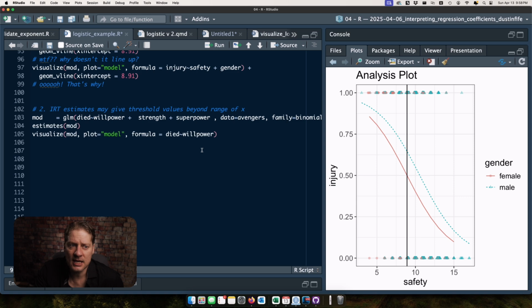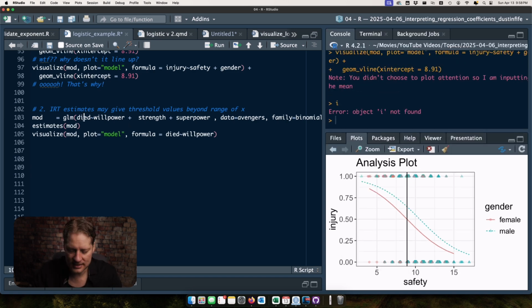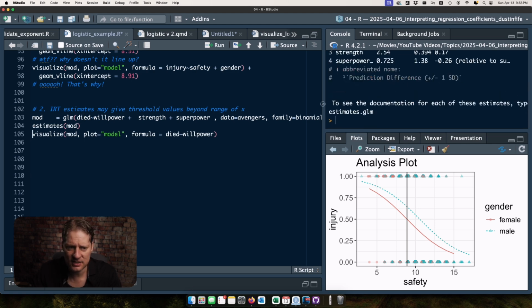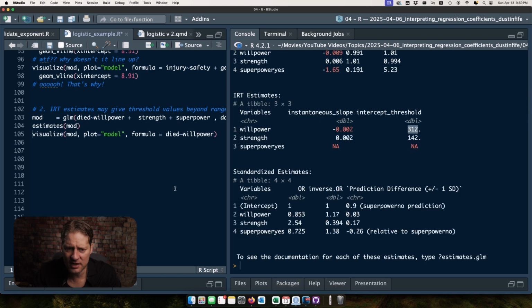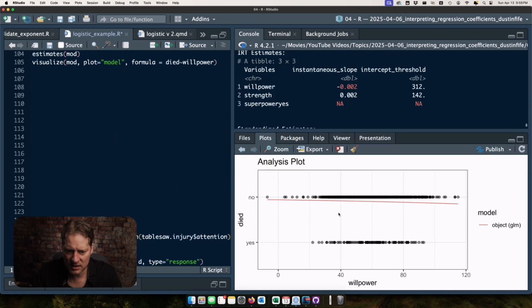Another one is that sometimes the IRT estimates will give you predicted X values that are beyond the range of X. So maybe your X variable ranges from 1 to 100, and it might give you a threshold that's like 500. Okay, that can happen. What would that mean? Let's look at an example. Back to the Avengers data set, if I look at the estimates for willpower, I get 312. Now if I actually visualize the model, willpower only goes from 0 to 120. So it doesn't reach the threshold until you get to 312, which is more than double what the range of willpower actually is. Basically what that tells you is this isn't a good predictor because it never reaches a point where it has maximal discrimination.